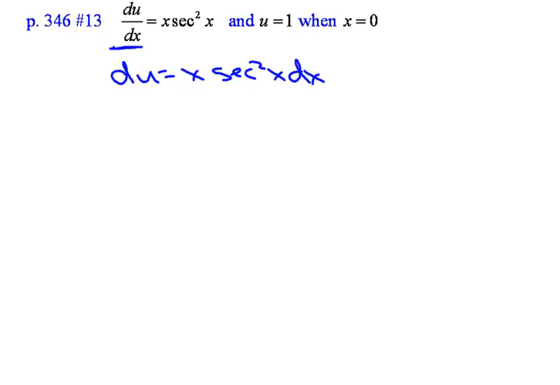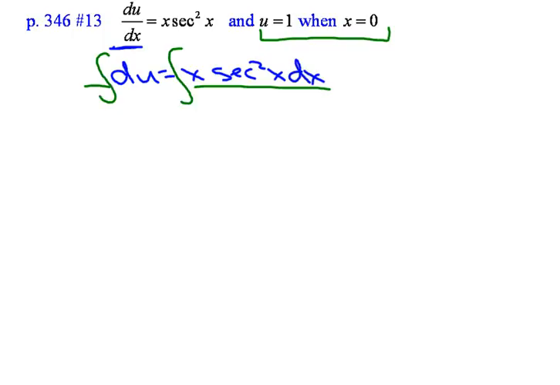But look right here, we have an initial condition, which we'll use at the end of the problem to figure out our constant. Okay, we've separated. We have all our x's on the side with the dx. We've got our du here by itself. So now that we've separated, we're ready to take the integral of both sides.